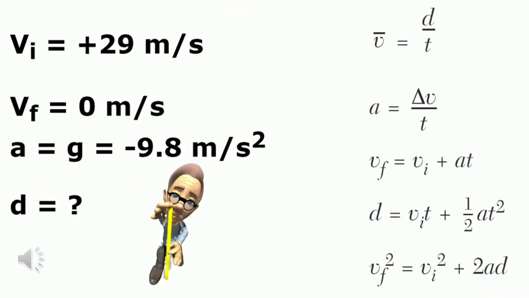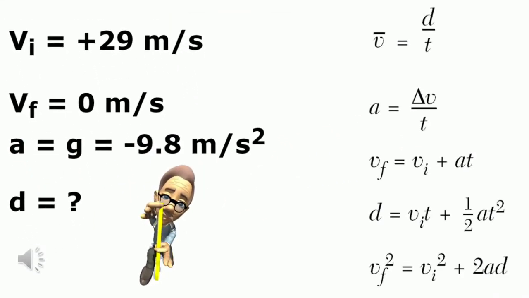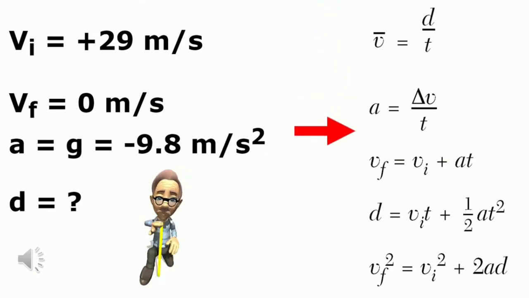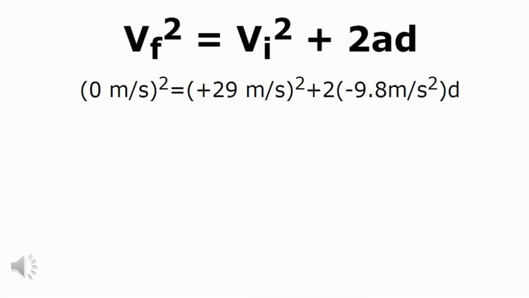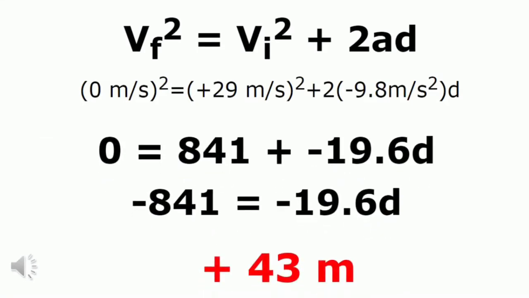Once we have listed our data and unknown, we scan the equation list on our reference table until we find the equation that has all four of our variables. Here is the substitution with units and the answer with units. The rocket will travel 43 meters.